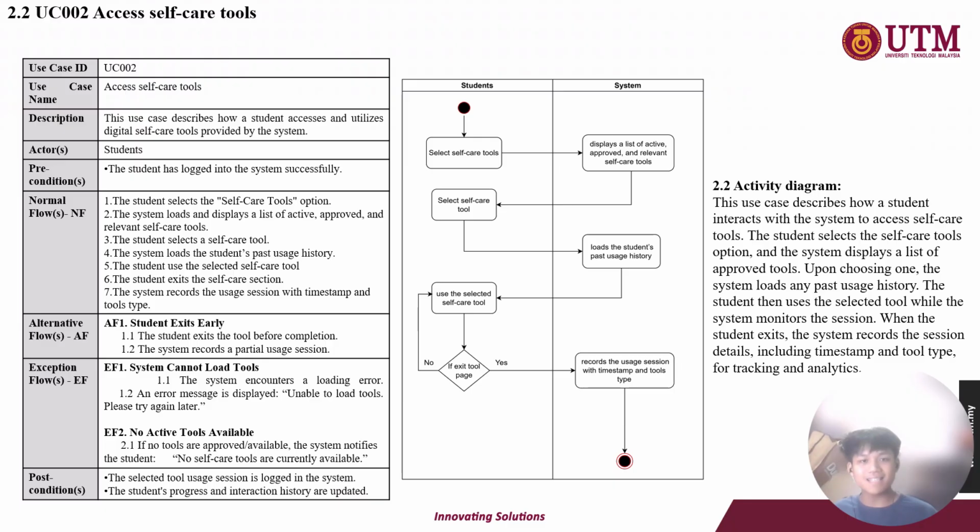This use case is Access Self-Care Tools, and it shows how a student accesses self-care tools through the system. First, the student selects the Self-Care Tools option from the menu. The system then displays a list of active and approved tools. The student chooses one, and the system loads any past usage history related to that tool. Once selected, the student uses the tool while the system quietly monitors the session in the background. When the student exits the tool, the system records the session details such as the time and the type of tool used. This helps track progress and personalize future support for the student.